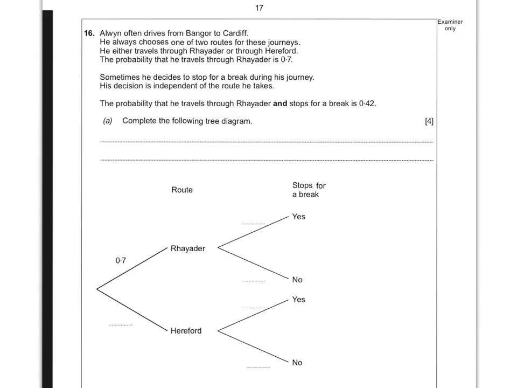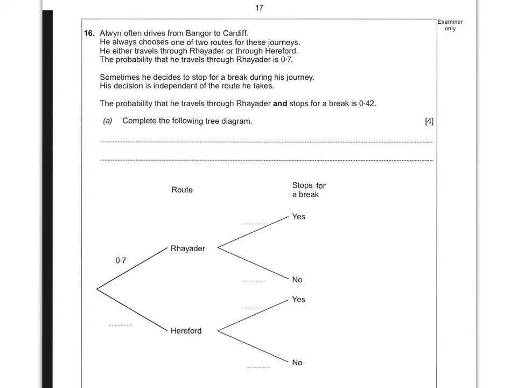Okay, question 16. We've got a tree diagrams question with some information about Alwyn driving from Bangor to Cardiff. The probability to travel through Ryder is 0.7, and that's been populated for us. And they also tell us the probability that he travels through Ryder and stops for a break is 0.42. So let's write this onto our tree diagram.